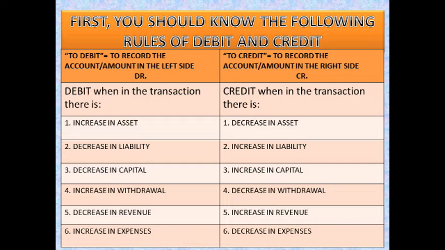First, you should know the following rules of debit and credit. Again, to debit equals to record the account/amount in the left side. To credit equals to record the account/amount in the right side. When to debit: debit when in the transaction there is 1. Increase in asset, 2. Decrease in liability, 3. Decrease in capital, 4. Increase in withdrawal, 5. Decrease in revenue, 6. Increase in expenses.